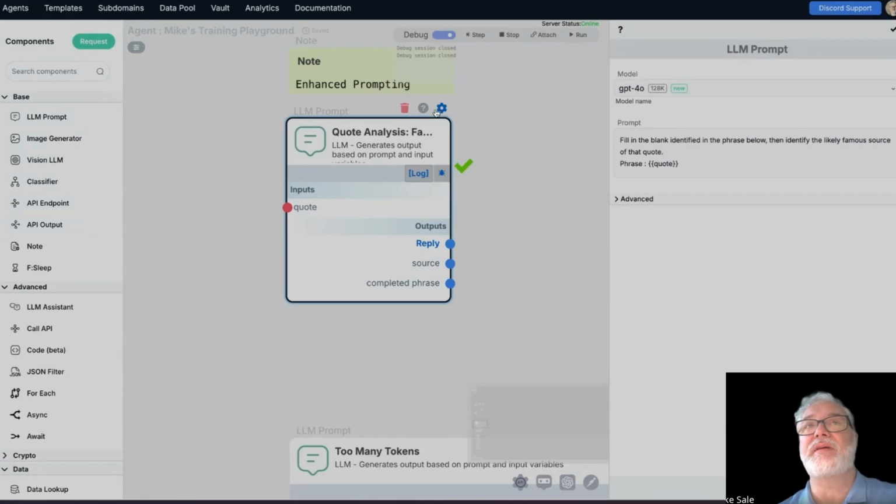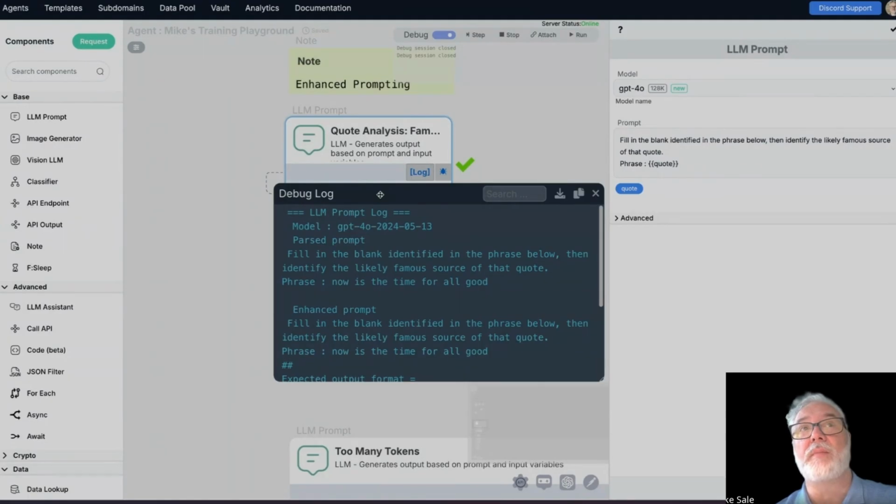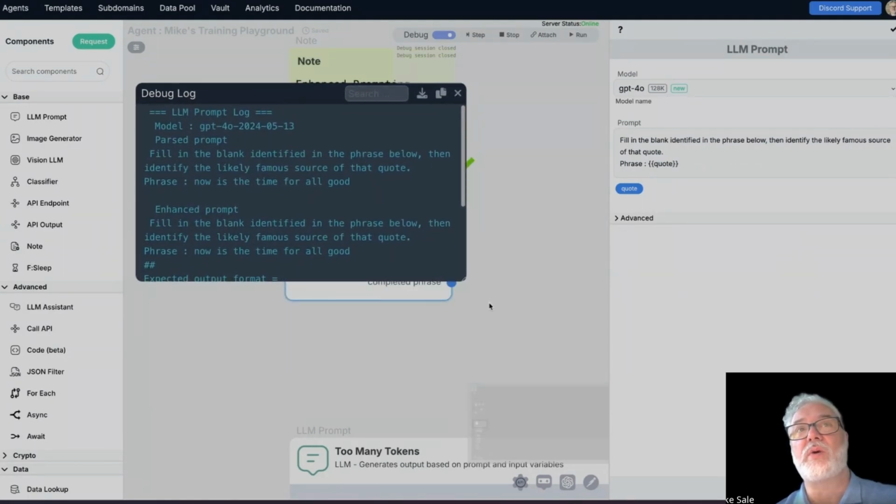This is something that comes as a part of what we call the enhanced prompting inside of the LLM prompt or LLM component. What I mean by that is when I take a look at this log, by the way, this log is very, very useful when you start to run into questions or issues.